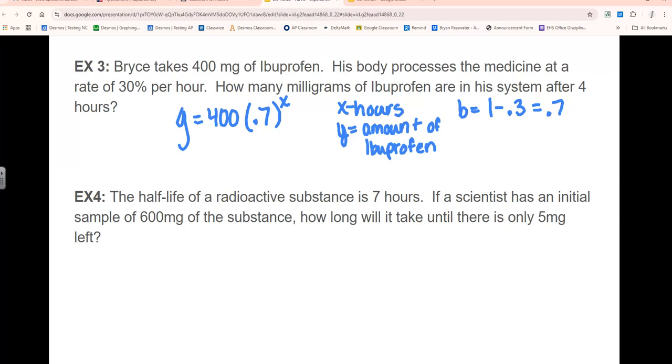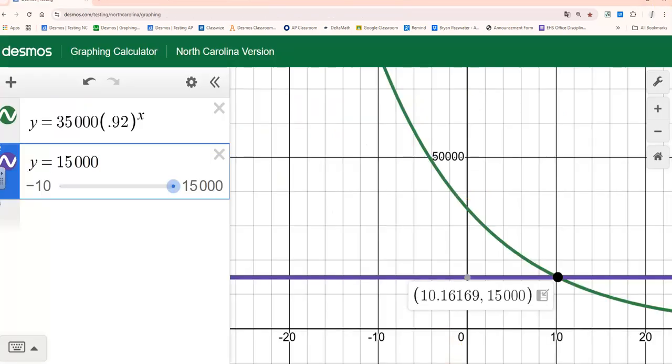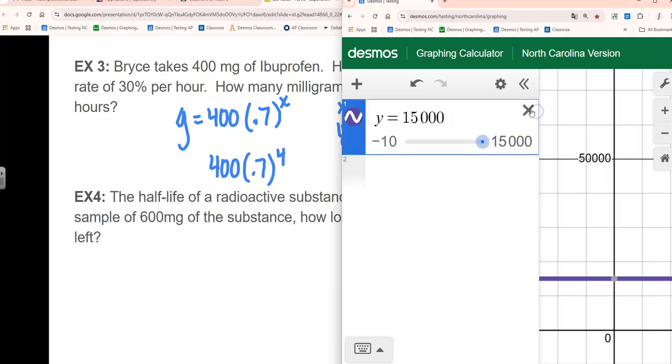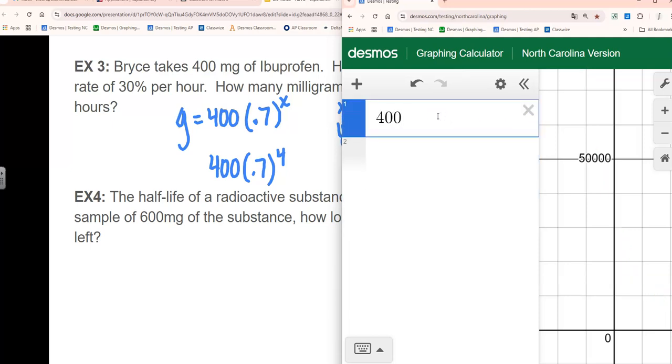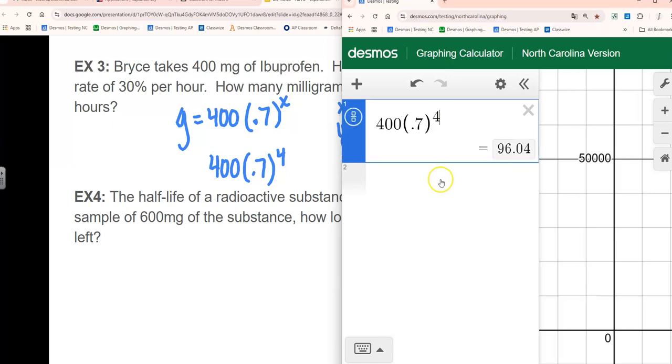Okay? So if we want to know how much is in the system after 4 hours, then we need to plug in 4. Carson, do we plug it in for the x or for the y? The x. So we're just going to be doing 400 times 0.7 to the 4th power. And if we do that in Desmos, over here, we get 96.04 milligrams.